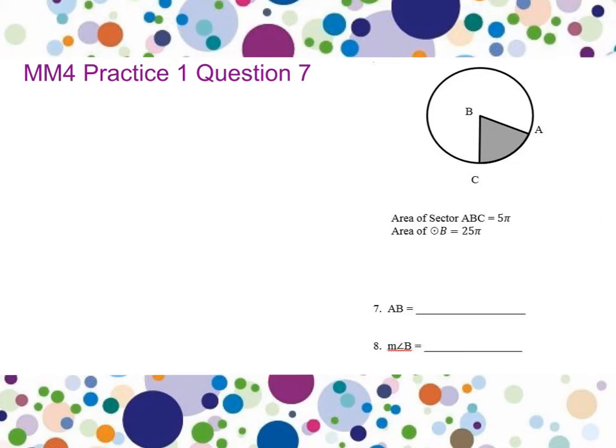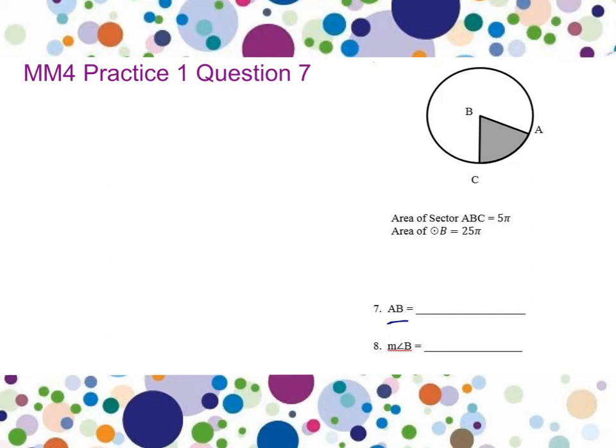I'm going to go over questions 7 and 8 together in this video because they use the same picture, but do realize that they're independent questions, so you could get 7 correct and miss 8 or vice versa. All right, in number 7, you were asked to find AB.